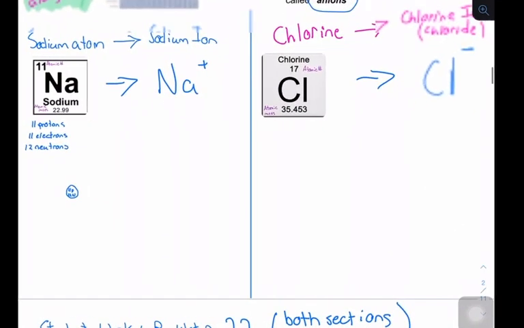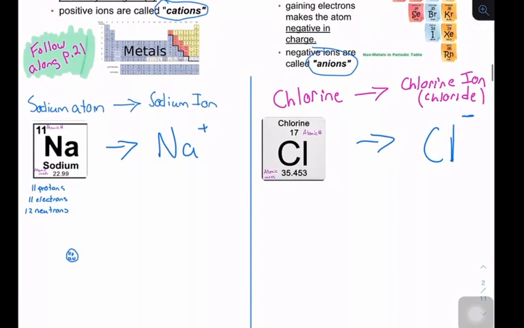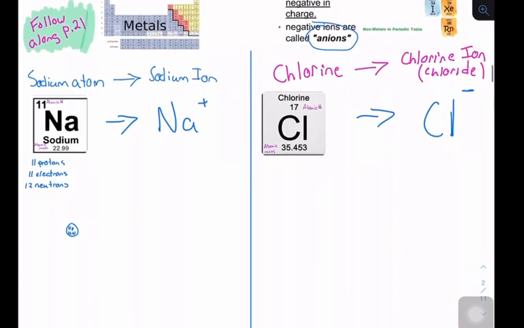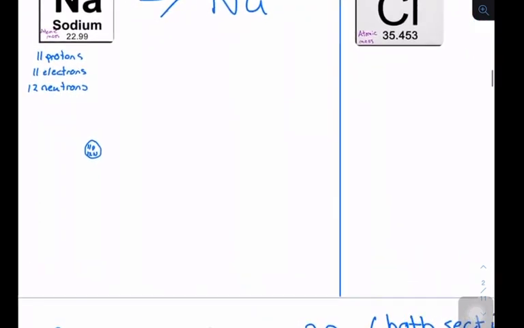One thing I didn't mention yet was that we're going to do this drawing on page 21. You'll notice there's 2 spaces to draw the sodium atom becoming an ion. And the same with chlorine, our next example.